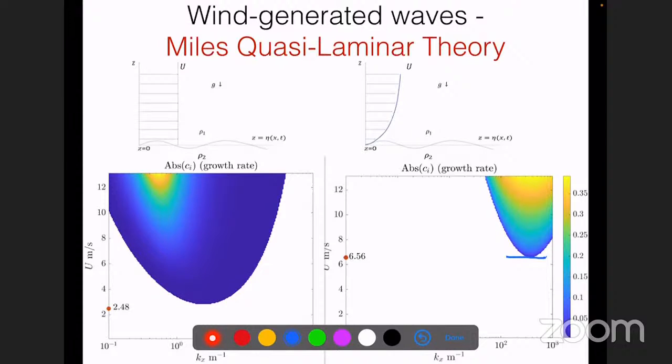I have swapped the figure. This corresponds to the plug flow and this corresponds to the shear flow. When you consider the shear flow, it turns out this is much smaller. You can get an instability even at 2.5 meters per second.